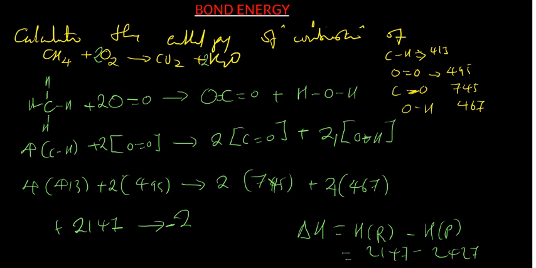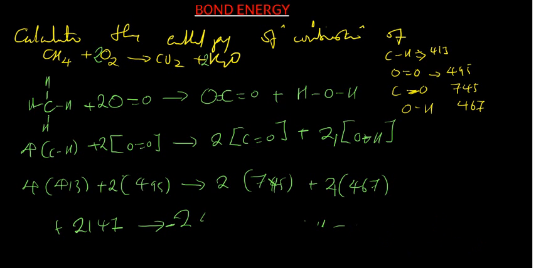So then that changes even these values because we didn't use what was balanced. So that is going to be 4 multiplied by 413, and then 2 multiplied by 495. So we have 2642 on the reactants, and then on the products, 2 multiplied by 745, and then plus 4 multiplied by 467.